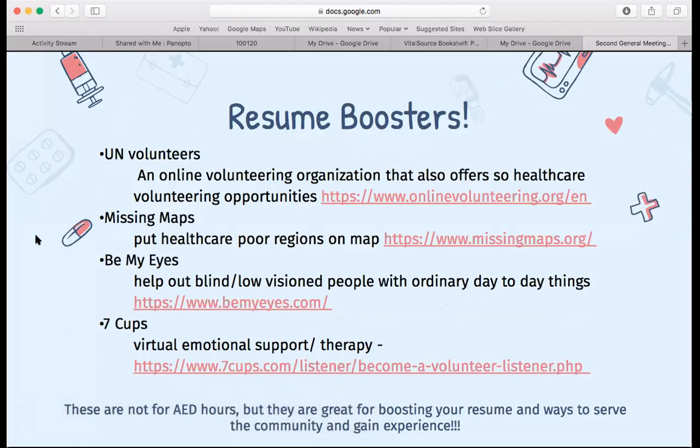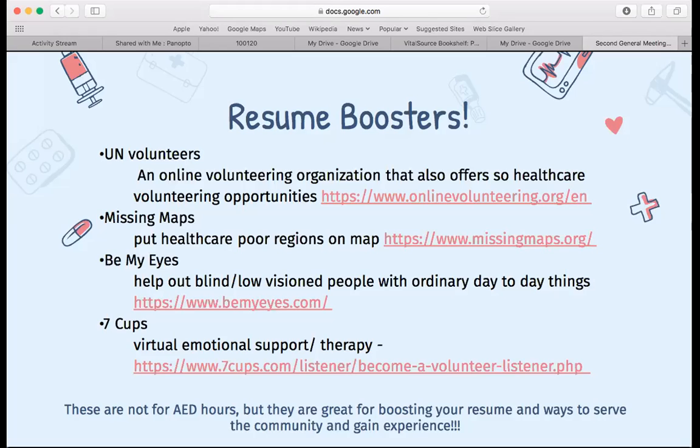Okay, so these opportunities are not for AED points, but these are great opportunities that look great on your resume, and also are really good experiences that you can add to your application, and just to get experience in the healthcare field and volunteering activities.